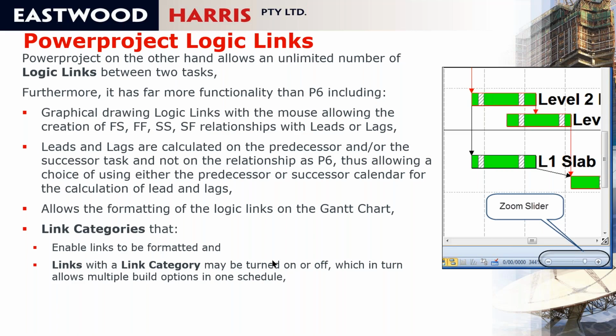So in theory, you could create a build program where you're building from west to east, and you'd have a link category for west to east relationships, or you can have a category for east to west relationships, and you can turn one on and one off. And you can have one schedule with multiple options using link categories.